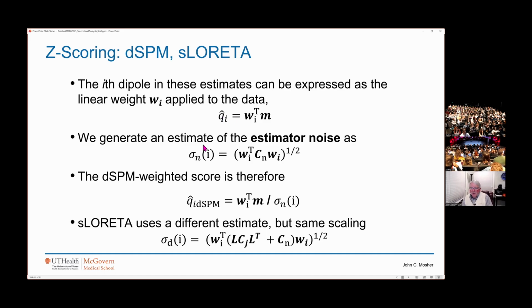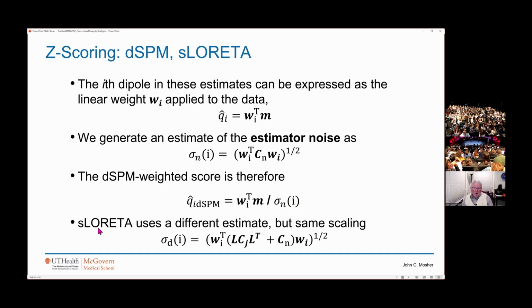It creates our ith estimate, and we apply that to the noise covariance. That's why it's important you get a good noise covariance, because you're going to use it in this manner. If I apply that same weight to the noise covariance, then I get a DSPM weighted score that's this estimate divided by that estimator noise, and this is called a DSPM or a Z-score based on the noise.